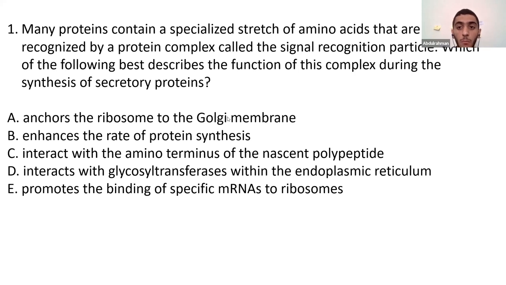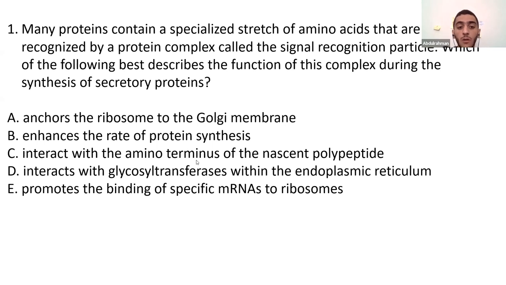This is wrong. Because first of all, we don't put the ribosomes on the Golgi. The ribosome is always on the endoplasmic reticulum, and that's why we call it the rough endoplasmic reticulum, because there is ribosomes on its outer membrane. So the ribosomes are not put on the Golgi. Instead, the signal recognition particle will bind on this signal and takes the protein and the ribosome over to the endoplasmic reticulum membrane. So A is wrong. And the correct answer here would be C.